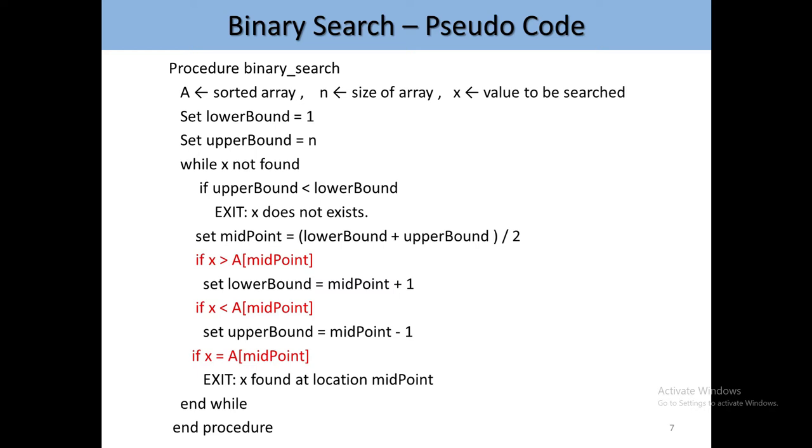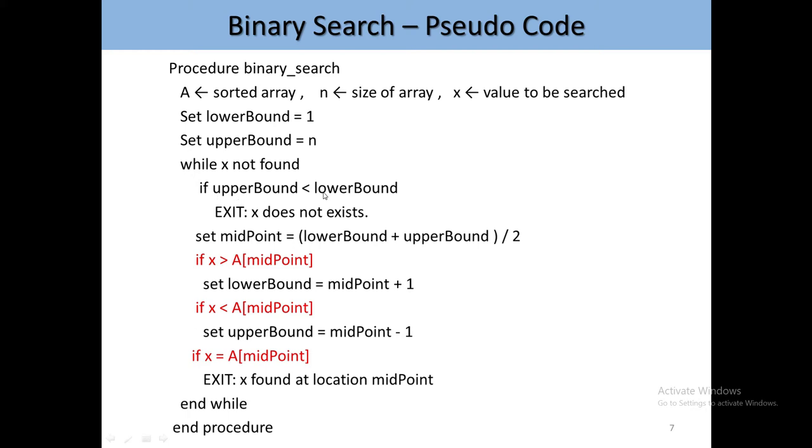Now coming to the pseudocode part, this is the pseudocode which we are going to implement in our program. The procedure name is binary search. We are using one sorted array. Its name is A. N is the size of the array and X is our search key. We have to set the lower bound equal to 1 and the upper bound equal to n. While our search key is not found, we have to repeat these steps.